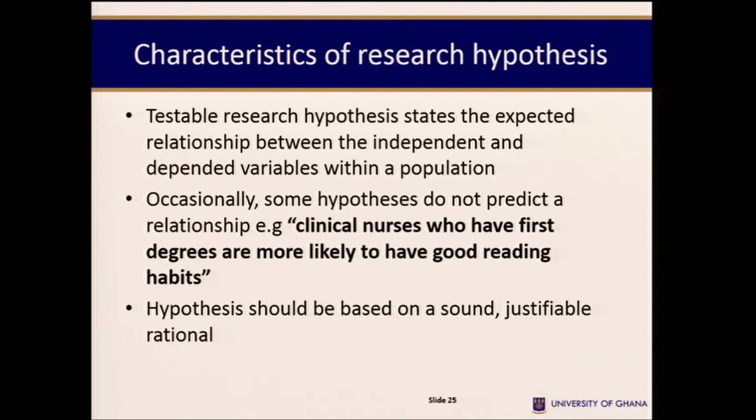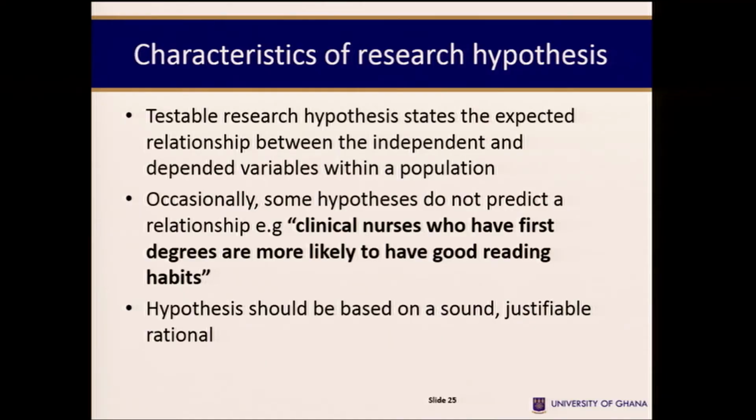Now let's talk about some features of a research hypothesis. A testable research hypothesis states the expected relationship, as we saw in the previous example. Occasionally, some hypotheses do not predict the relationship. And this is an example. Clinical nurses who have first degrees are more likely to have good reading habits. So it is a hypothesis stated in a way that does not show a relationship.